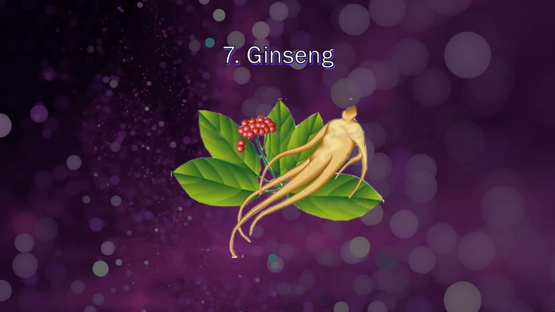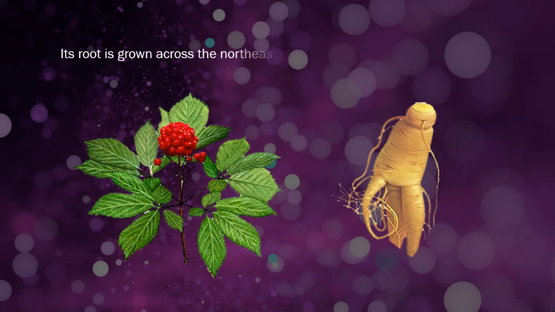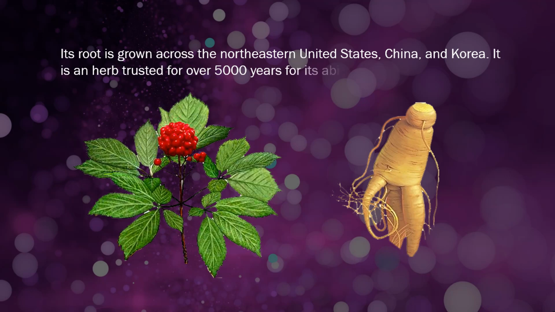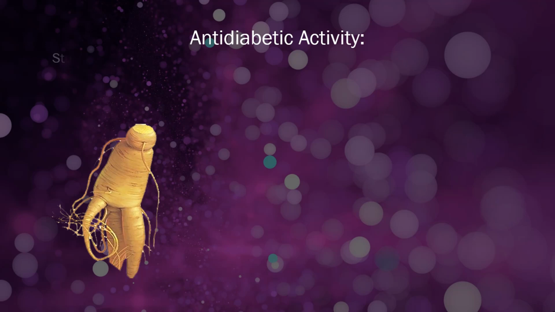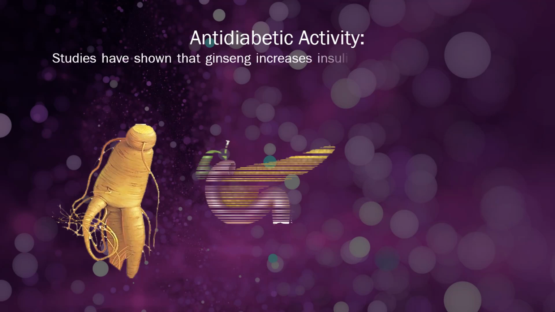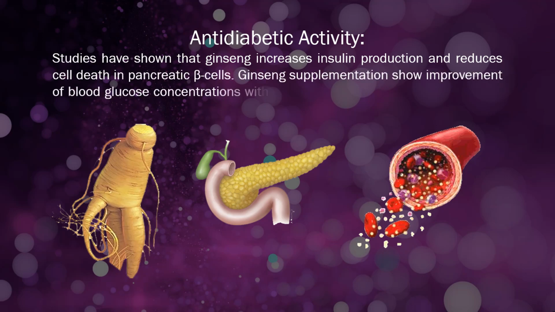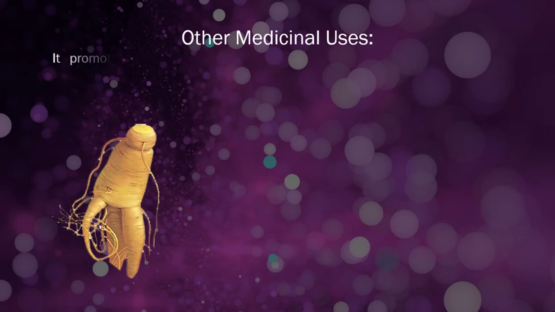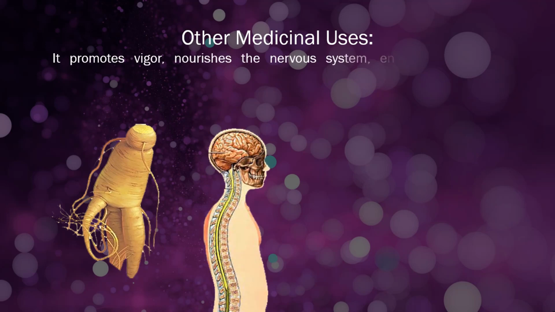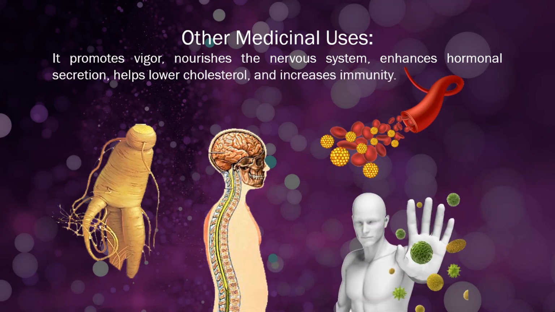7. Ginseng. The root is grown across the northeastern United States, China and Korea. It is an herb trusted for over 5,000 years for its ability to promote vigor. Anti-diabetic activity. Studies have shown that ginseng increases insulin production and reduces cell death in pancreatic beta cells. Ginseng supplementation shows improvement of blood glucose concentration with significant reduction in serum insulin levels. Other medicinal uses. It promotes vigor, nourishes the nervous system, enhances hormonal secretion, helps lower cholesterol and increases immunity.